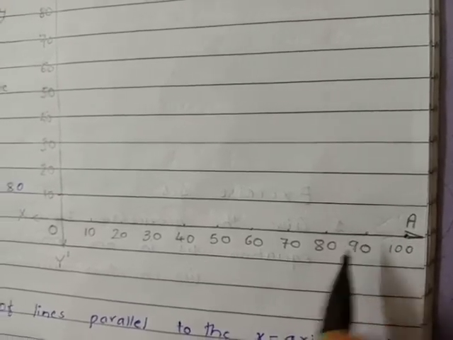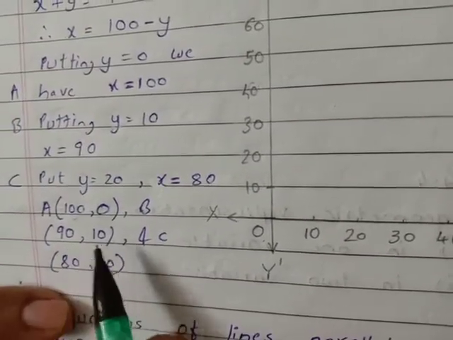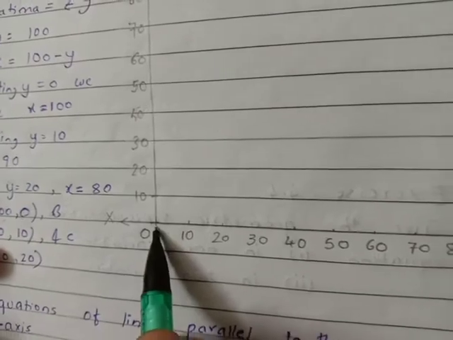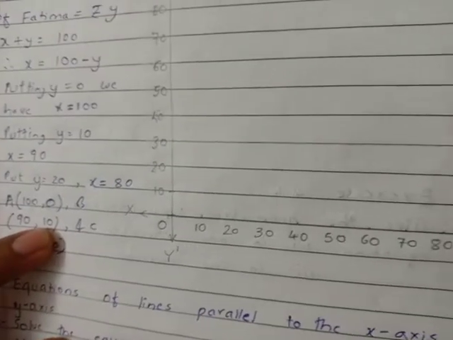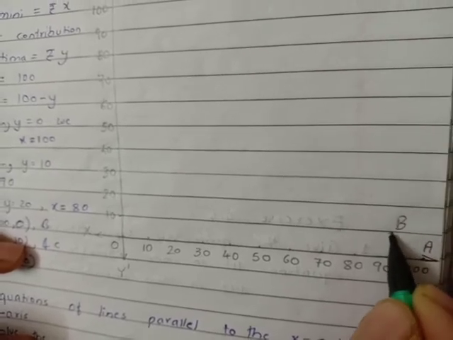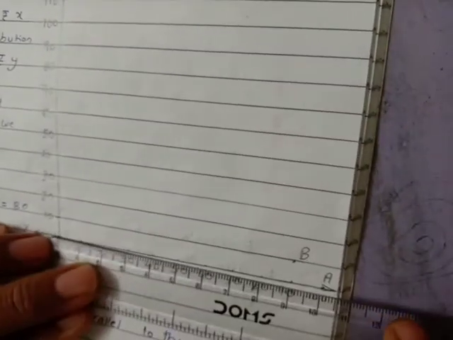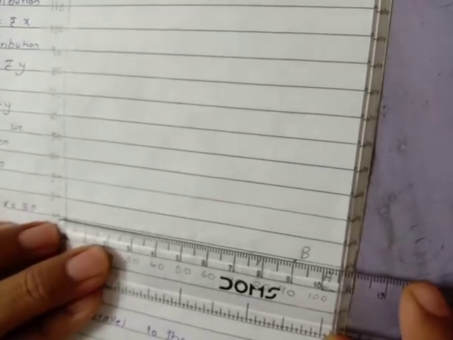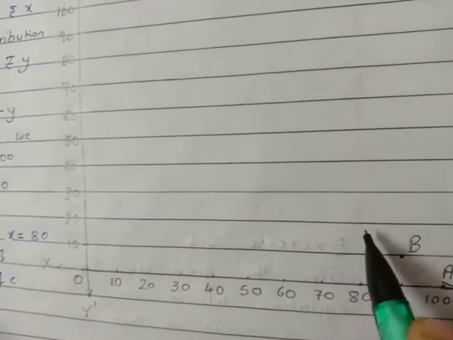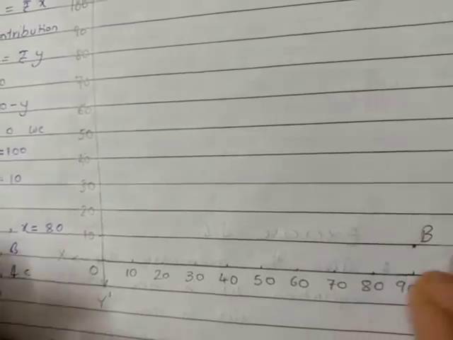Now point B, the x coordinate is 90 and y coordinate is 10. So for measuring x coordinate, you have to take measurement from y axis. So this is 90 and y coordinate is 10. So measure this way. So this coordinate is B. Now we will measure C coordinate. X coordinate is 80 and y coordinate is 20. So 80 and 20, where they meet? They meet somewhere over here.